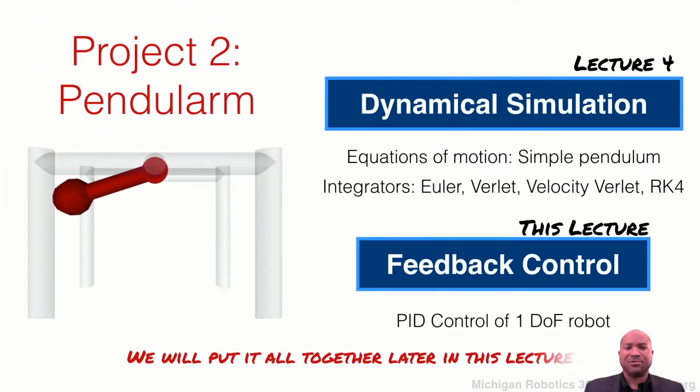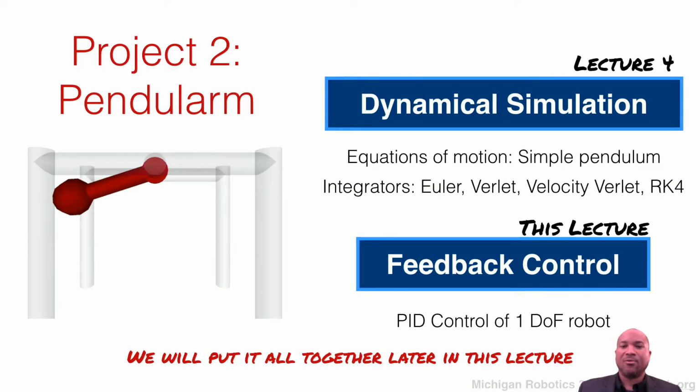Coming back to Project 2, what Project 2 really brings together is these two ideas of dynamical simulation and feedback control. If you remember from the past, we talked about how we could simulate a simple pendulum. We derived the equations of motion for it, as well as highlighted what we could do for a double pendulum.